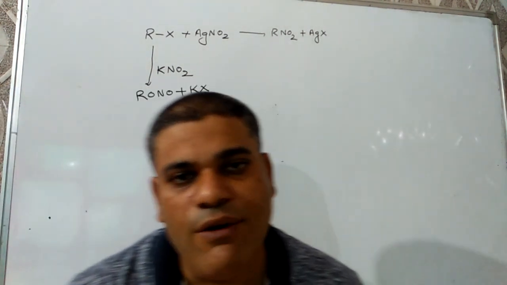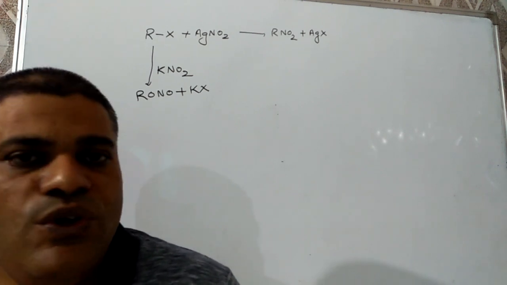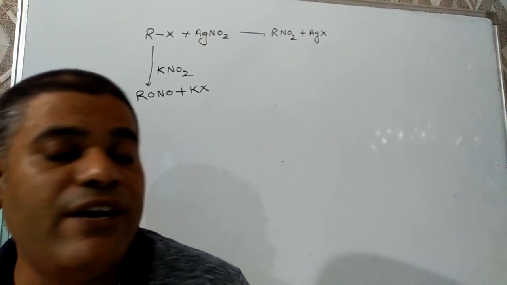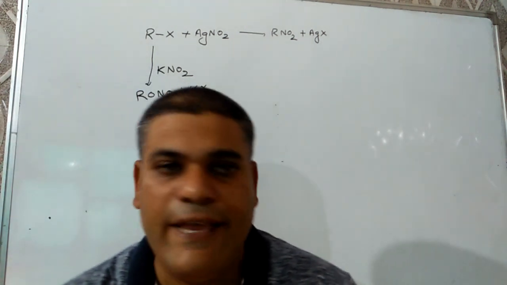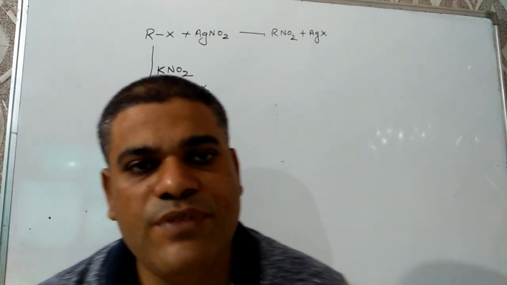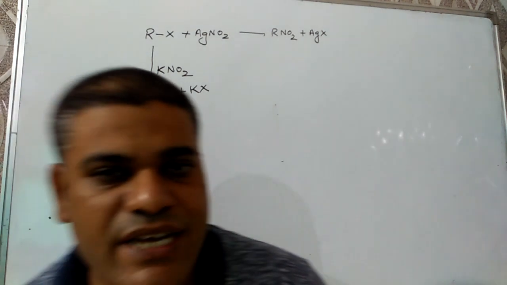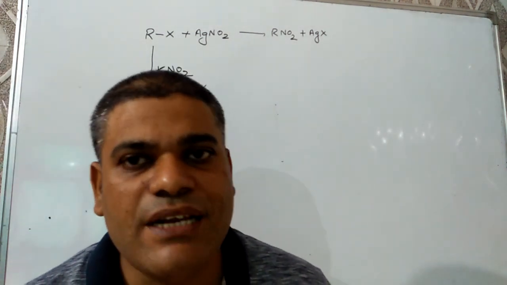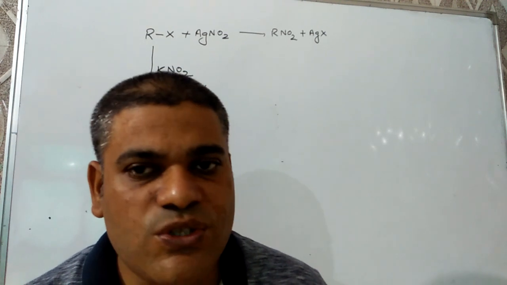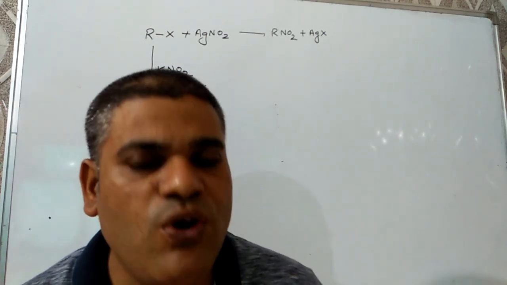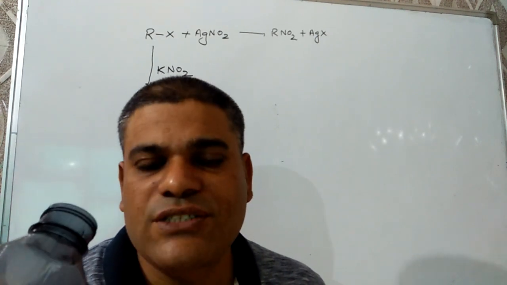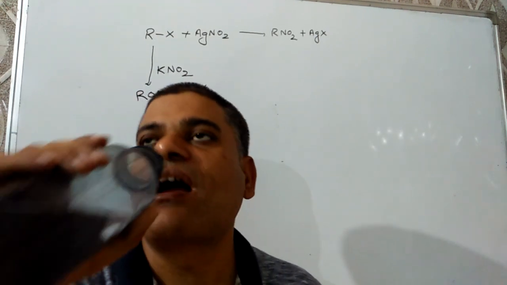The question is, when a haloalkane reacts with AgNO2, we get nitroalkane, but when it reacts with KNO2, we get nitritoalkane. The reason is the same: KNO2 is ionic, so both nitrogen and oxygen are available for bonding. But the carbon-oxygen bond is stronger, so the linkage takes place through oxygen. But AgNO2 is covalent, hence only nitrogen is available for bonding.